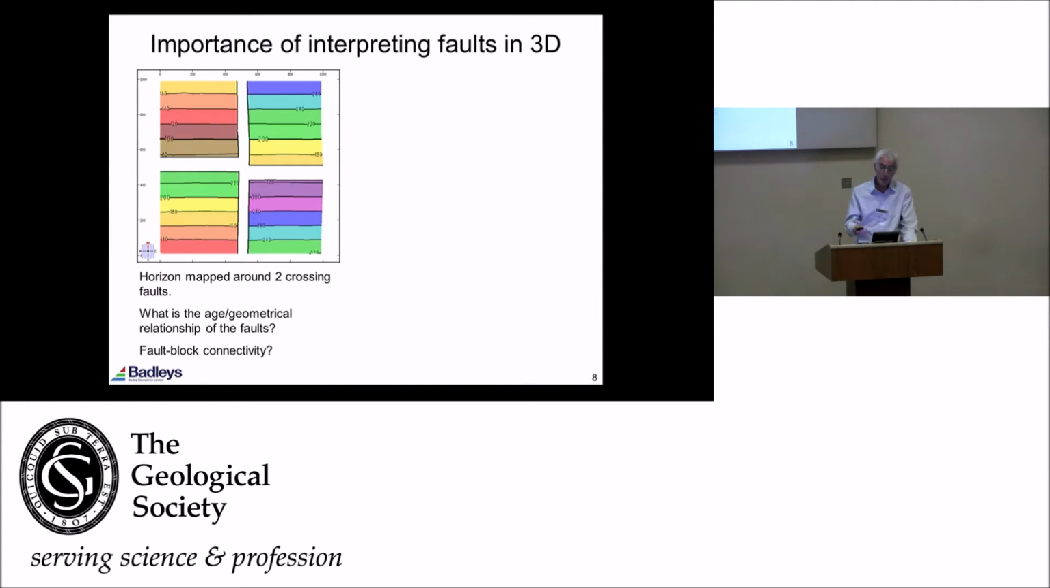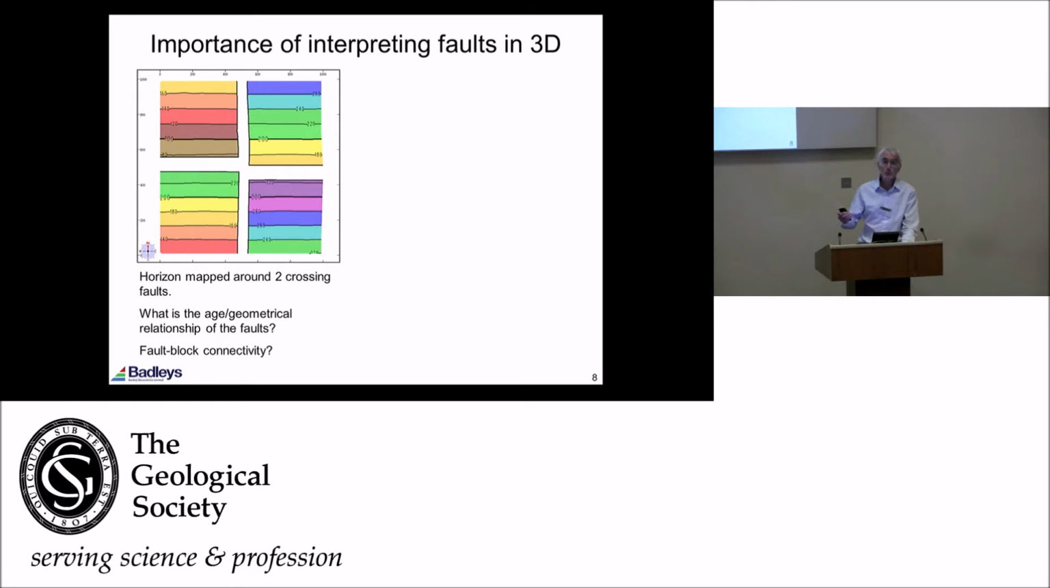And to try and demonstrate that at its simplest level, here's a map of a 3-dimensional model. So it's a single horizon surface. Usual colours of red is the shallow, blues and purples are deep, and it's cut by a cross-cutting system of faults. And okay, how would we interpret that in terms of the age relationship of the faults? What is actually their geometrical relationship to one another? What is the connectivity of the fault block?